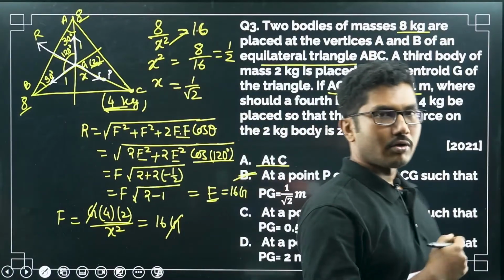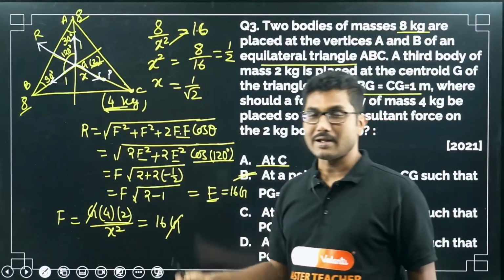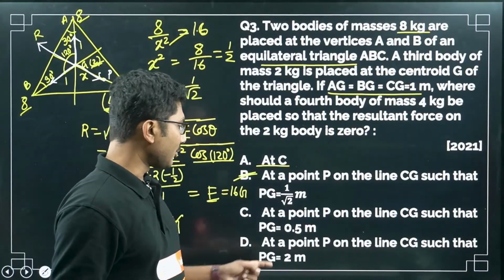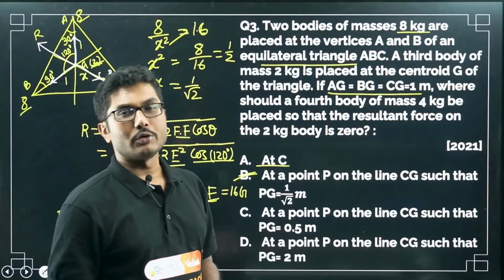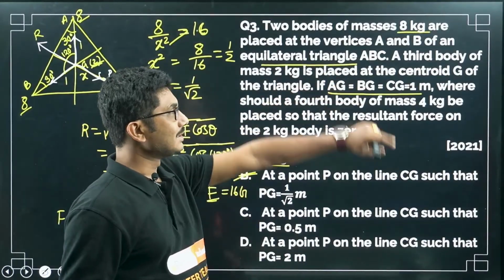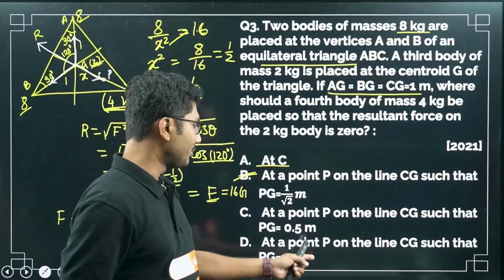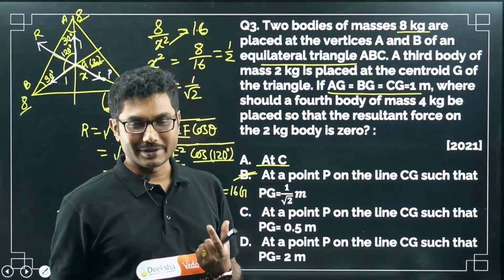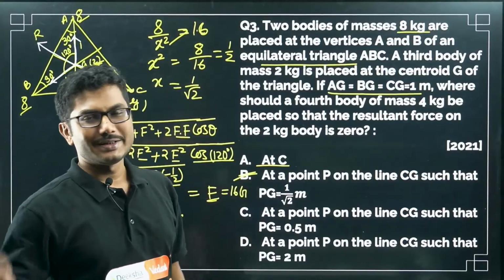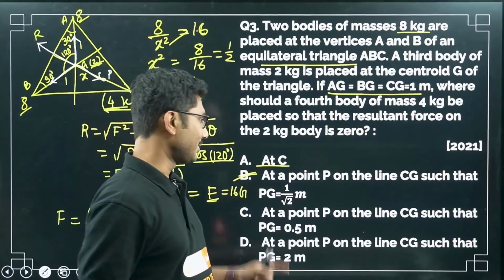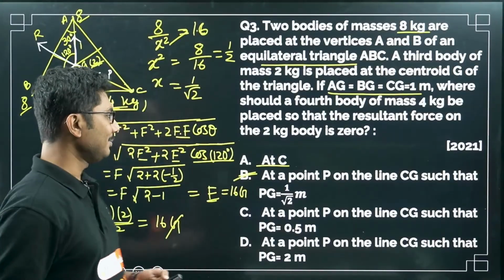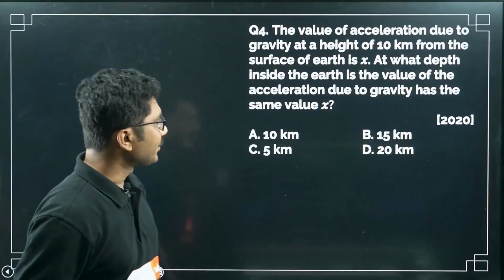Interesting question, not simple. Many students, I was checking some of the responses. Most students are responding it's equal to 2 meters, because the mass is now 4 kg, so the distance will be 2 meters. It is not so. The mass is reduced, so the distance will also reduce, because it is a 1 by r square relationship, right? So it will be 1 by root 2 meter. Now, question number 4.